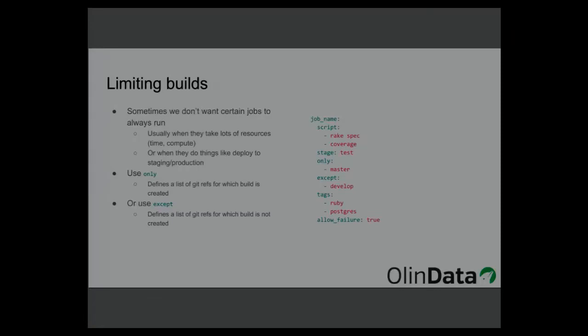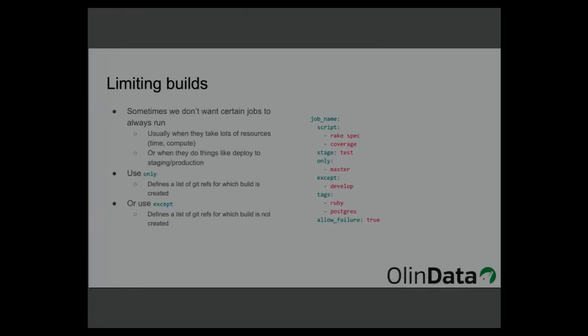So sometimes you want certain jobs to not always run. You can think of jobs that take a lot of resources, either lots of time or lots of processing power. Then you might think, hey, I only want to run these when I'm actually deploying to a staging or a production environment, or I only want to run these for the master branch. For that, we have 2 options. We have only and we have except.